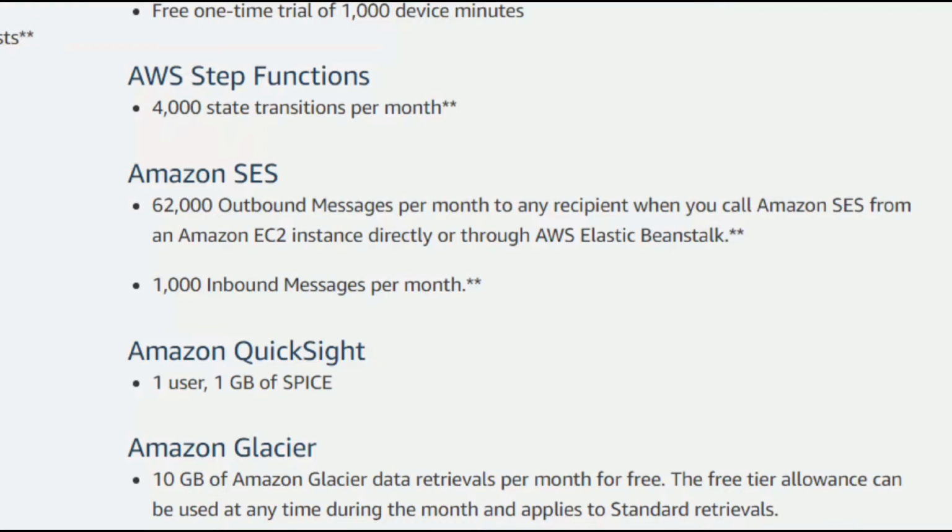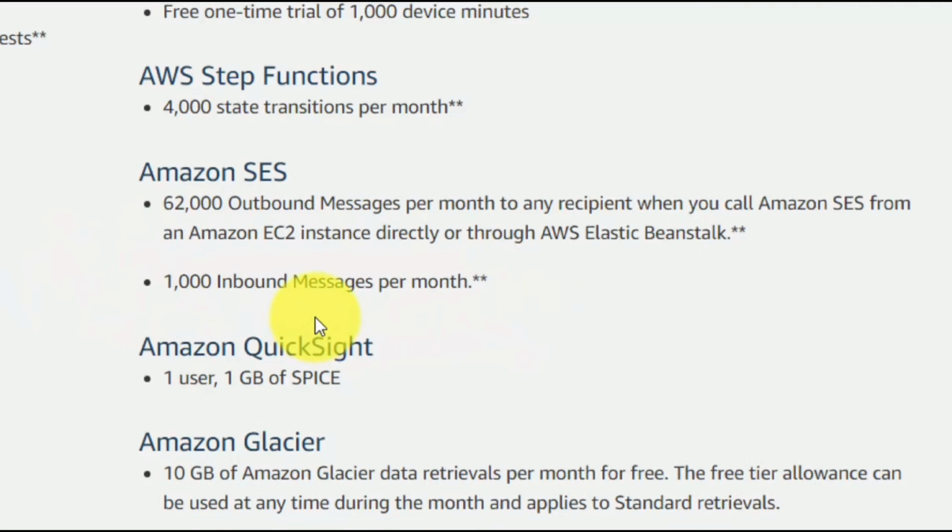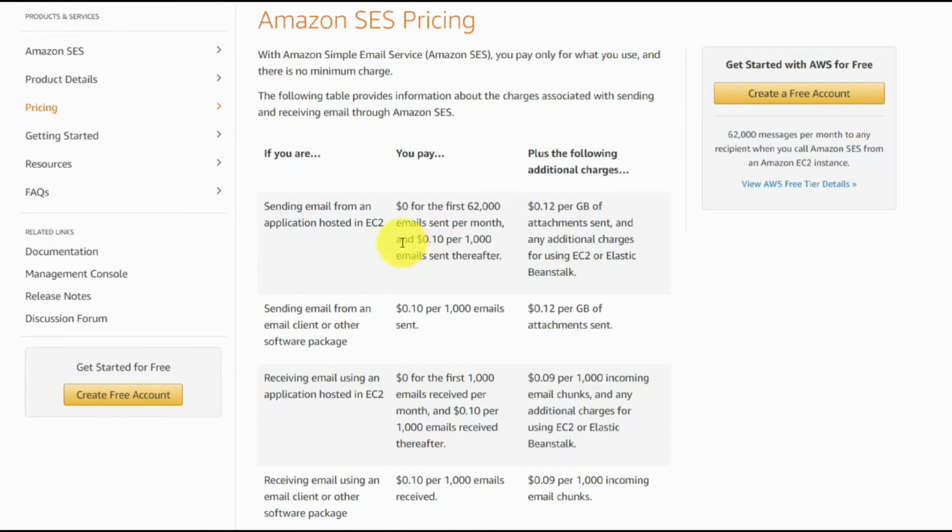What this will allow you to do is, if you are a new Amazon AWS customer, you'll be able to send the first 62,000 messages through Amazon SES absolutely free, in addition to having 1,000 inbound messages per month. Now, after the first 62,000, you'll pay 10 cents per 1,000 emails sent afterward. Now, this only applies if you're going to be using the application from inside of Amazon SES. If you choose to use another client or another application that uses Amazon SES, then the price you'll pay is 10 cents per 1,000 emails sent.